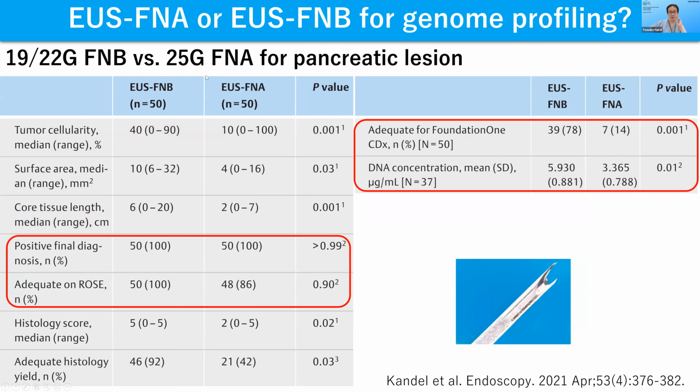This is a comparison of a 25 gauge FNA needle and 19 gauge and 22 gauge FNB needles for pancreatic cancer patients. As you can see, the diagnosis was obtained with both the small FNA needle and the large FNB needles. But if you want to perform genome profiling, this is FoundationOne, a commercially available one. You can see the FNB needle can get adequate tissue for genome profiling. So right now, for pancreatic cancer patients, we always choose an FNB needle, like 22 or even 19 gauge.